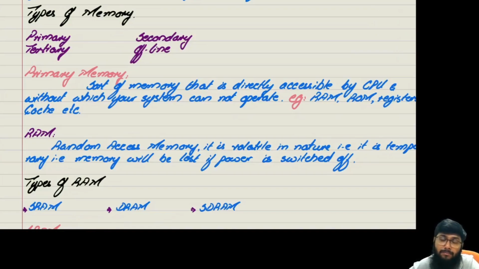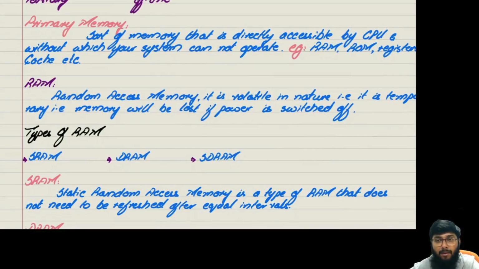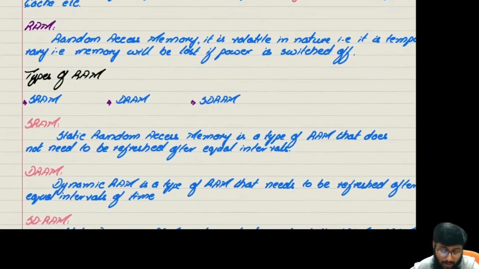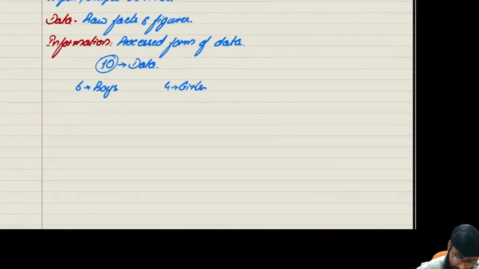Now coming towards the primary storage. As we just discussed, it's a type of memory without which your system cannot operate, and we discussed that there are a few things: RAM is there, ROM is there, register is there, and a cache is there. So we will be learning about each of them one by one. Coming towards the RAM. Now when it comes to the RAM, first of all you might have seen a RAM. It looks somewhat like this.